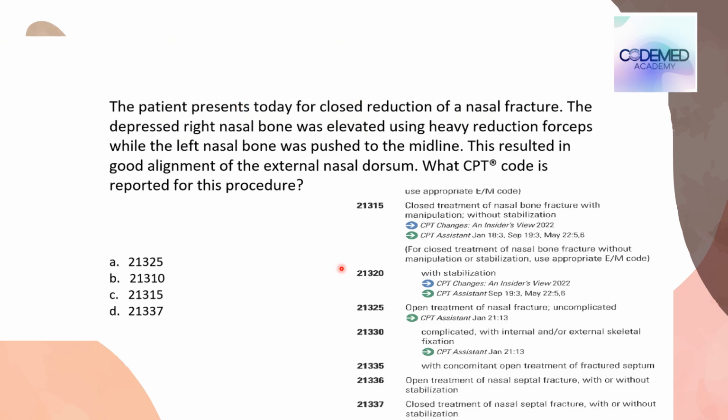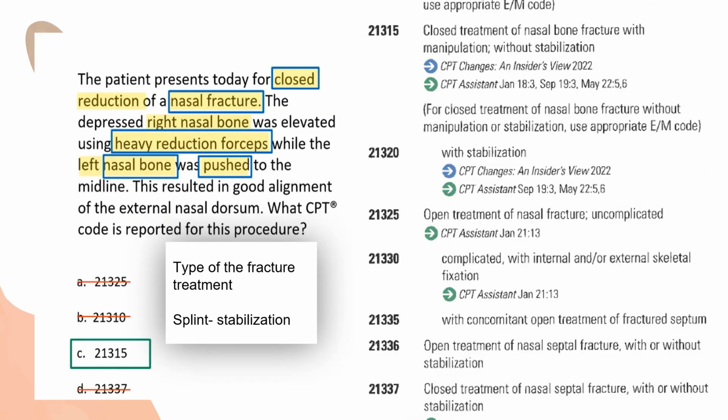So we have all these points. Now we will zero in on our answer. After looking at all the codes, 21315 is the correct answer, because it talks about the closed treatment of the nasal bone fracture with manipulation and without stabilization.